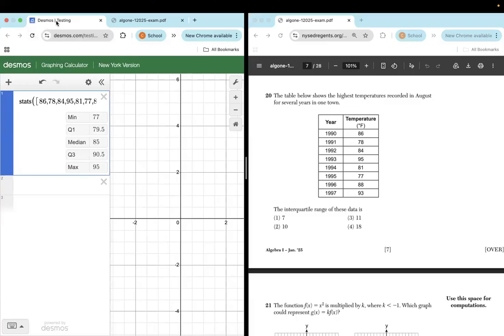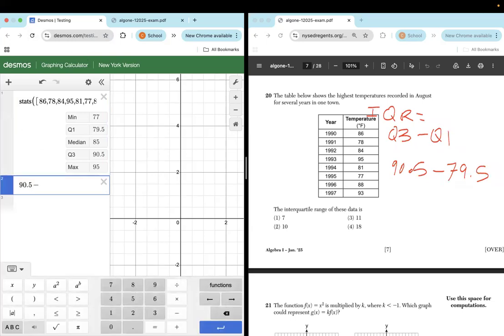Q3 minus Q1 is IQR, interquartile range. So Q3 is 90.5 and Q1 is 79.5. And when we subtract those, we get 11. So our answer is 11.